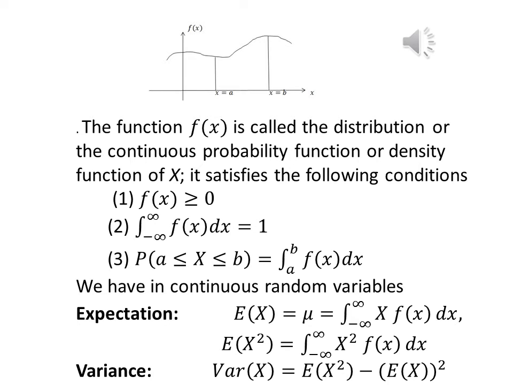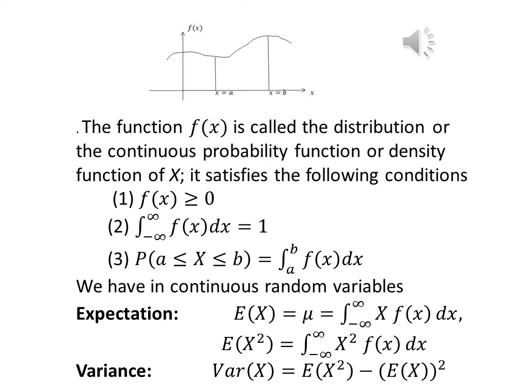We see the curve between x and f of x. At x equal a, x equal b, between that is the area. We want the probability of x greater than a less than b. So the function f of x is called the distribution function, or the continuous probability function. There is another name for this distribution called density function. So this function gives the probability of x between the limits.